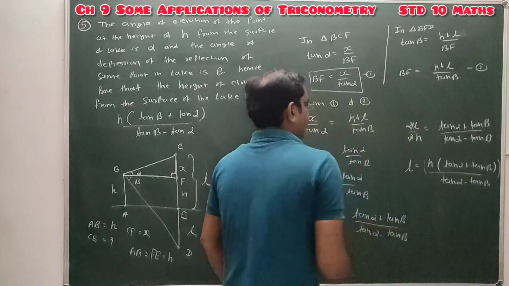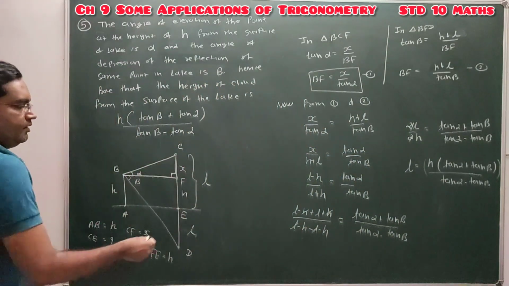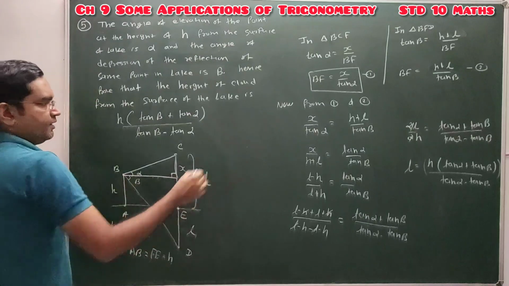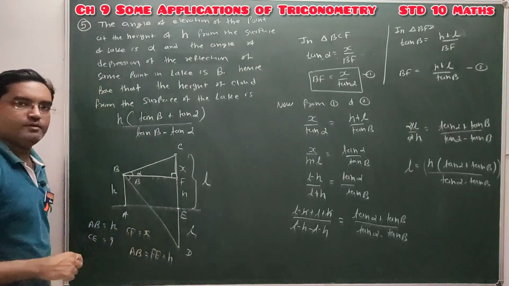Clear students? So what is L? L is the height of the cloud from the surface of the lake. So that is L, and it is equal to what you had to prove. Clear students? Pause the video and note it down.